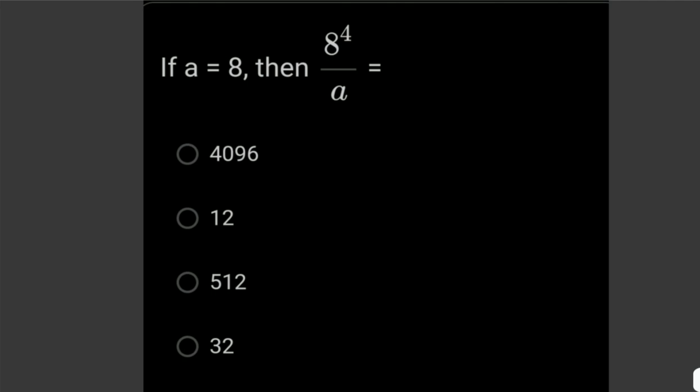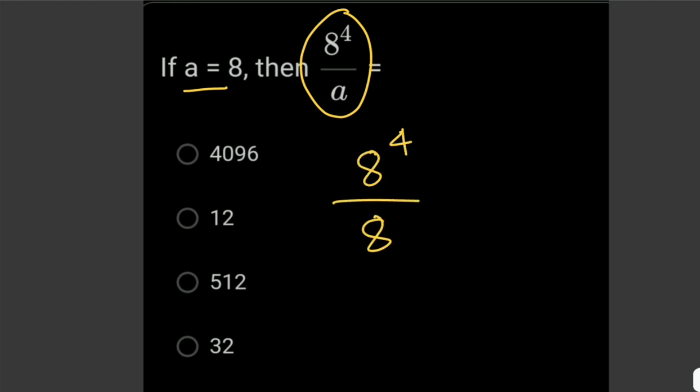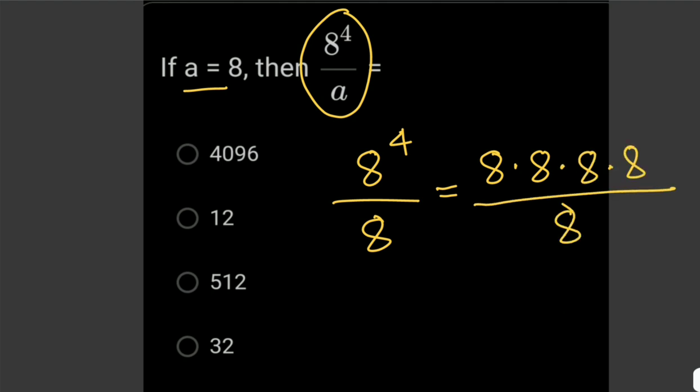If a equals 8, then a to the 4th over a is equal to what? So we're given here the value of a, which is 8. So we just have to substitute the value of a into the given expression. So this would become 8 to the 4th over 8. And 8 to the 4th can be written as 8 times 8 times 8 times 8, four times, divided by 8. And then we cancel one 8 here, because 8 divided by 8 is equal to 1.